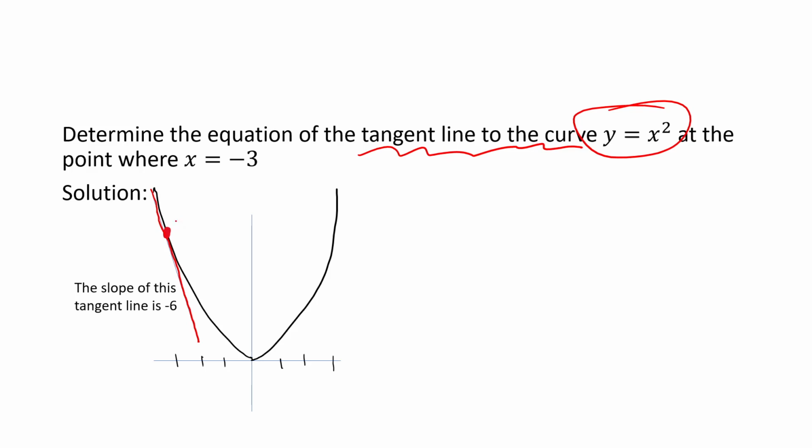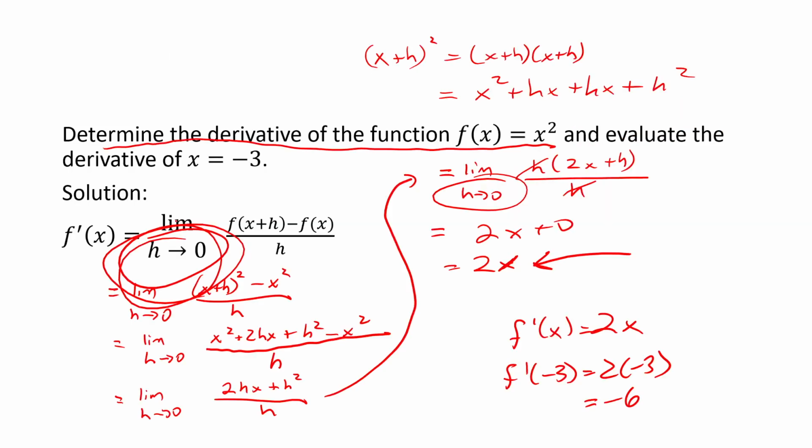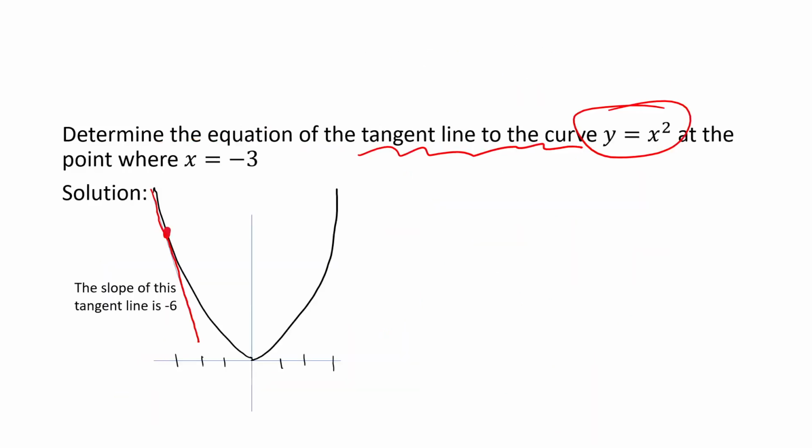Well, I just figured out the slope of the line, believe it or not. The slope of that line is -6. So that's what the derivative is. It's the slope of the tangent line at that x value. So the slope of that tangent is -6. All I need to do now is figure out what is a point on the line.